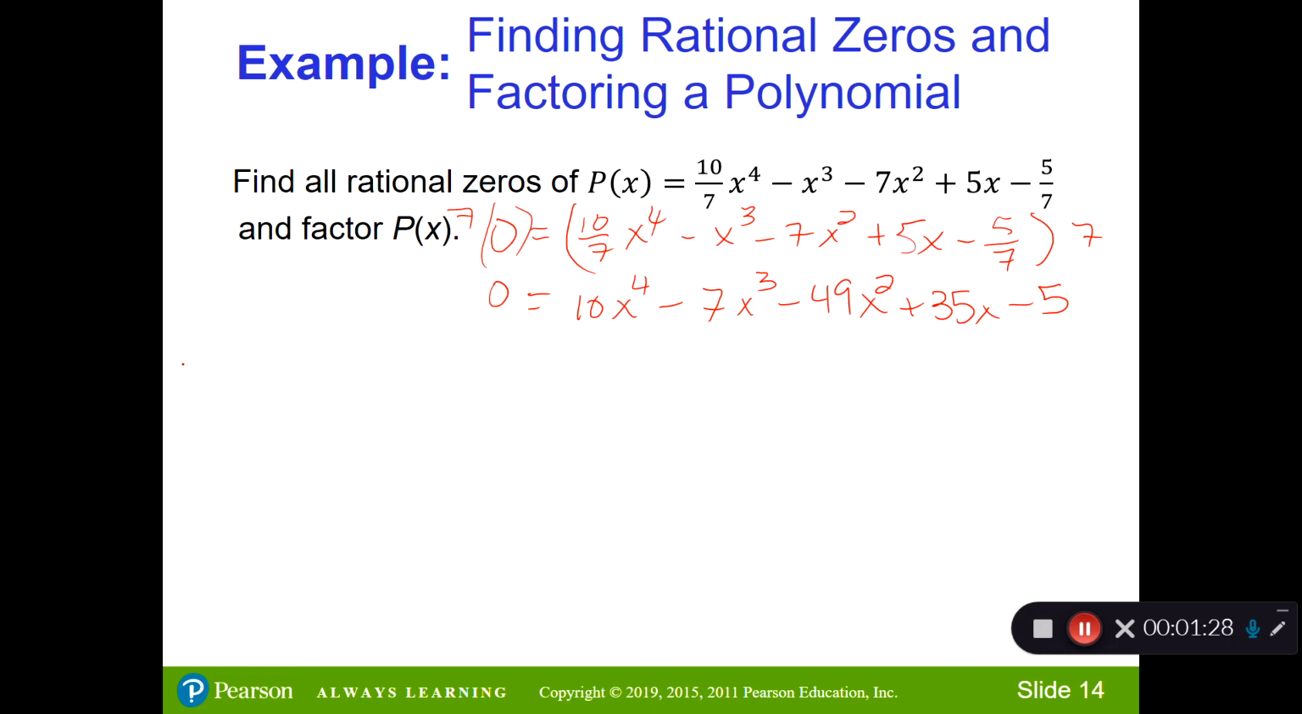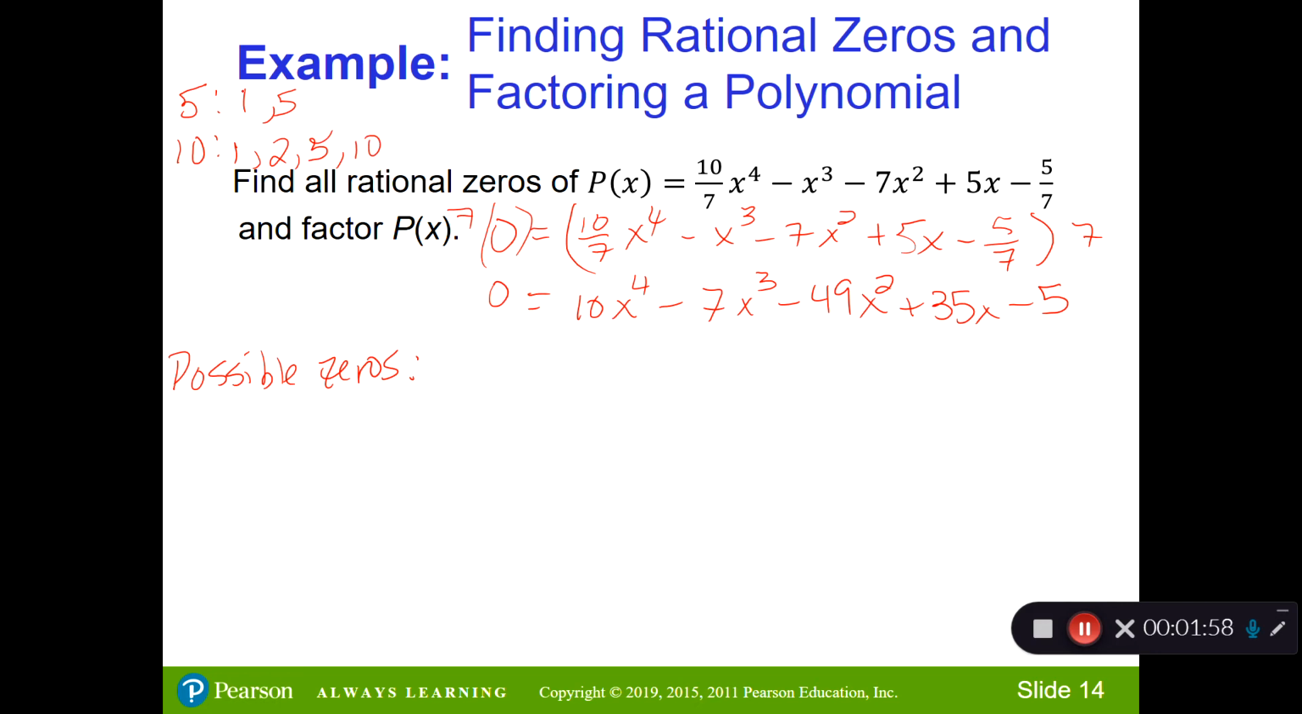Okay, so now I need a list of my possible zeros, because I need somewhere to start to find the zeros of a fourth degree polynomial. Our previous theorem just said, look at the factors of 5, which are 1 and 5, divided by the factors of 10. Now the factors of 10 are 1, 2, 5, and 10.